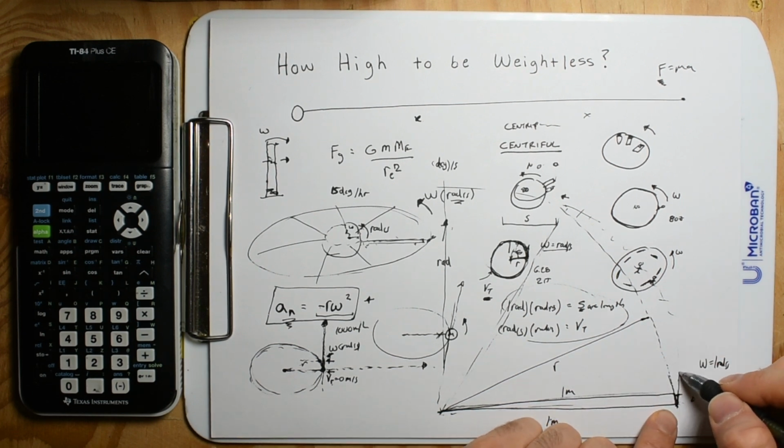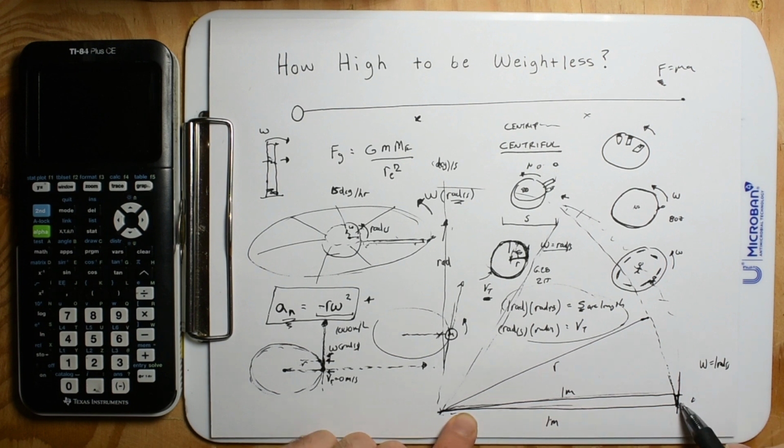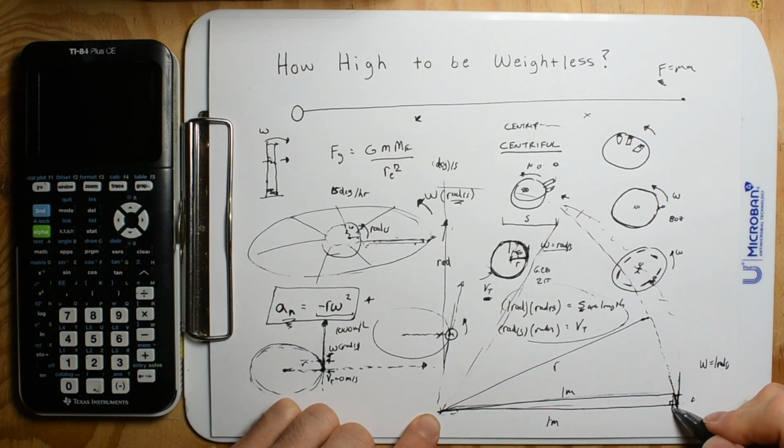Okay, so now I draw this vertical part. What I see is that now I use just right triangles. I come down here and say this is perpendicular. Now you just busted this 1 meter up into 2 chunks.